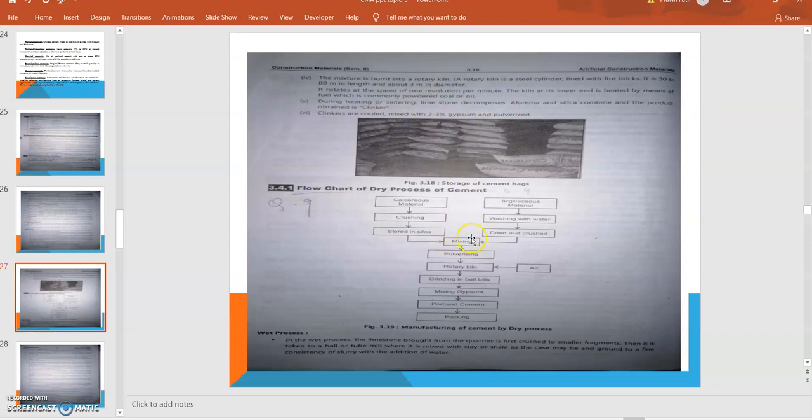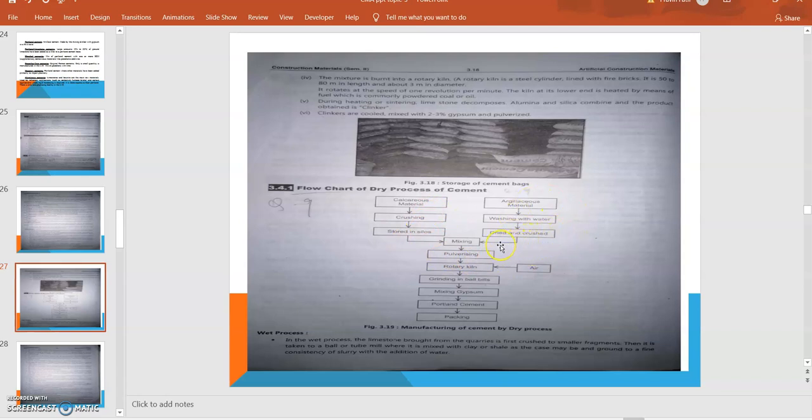So here is a flow chart for the dry process. First is the raw material, then crushing, stored in silos, then aggregate materials are washed with water, dried, and then they both are mixed. Alumina and silica are stored over here, aggregate is stored over here. After crushing and conversion to clinker form, they are mixed together along with the alumina and silica.